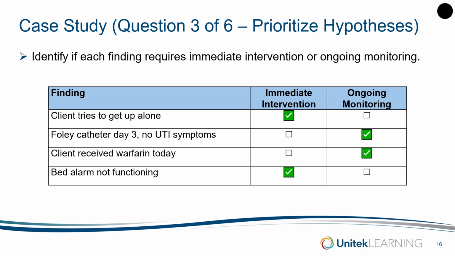Okay, so here are your answers. Again, you needed to decide which required immediate intervention or ongoing monitoring. So an attempt to get up out of bed, where it says the client tries to get up alone, that is urgent and that needs immediate action. That client is going to hurt themselves if they try to get up by themselves. So we need to immediately intervene.